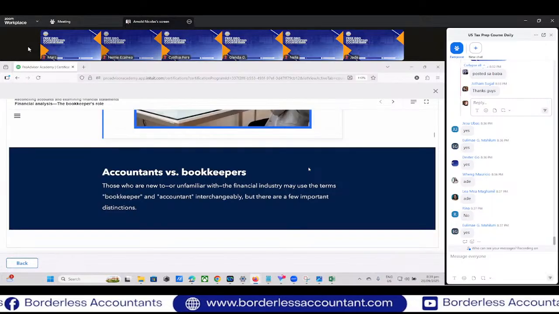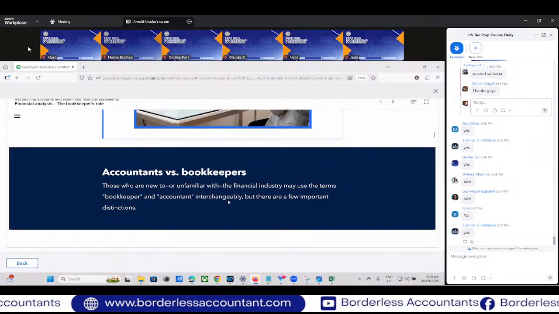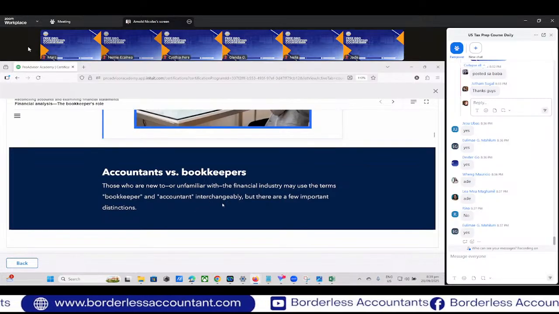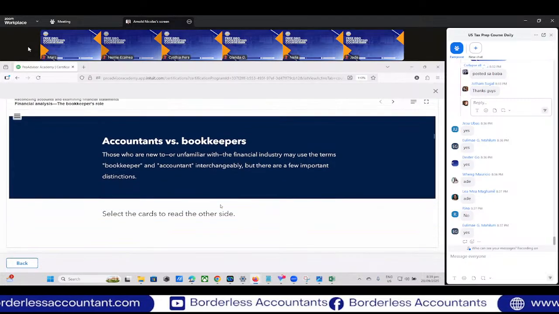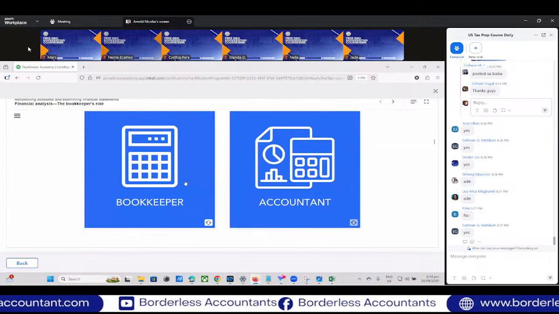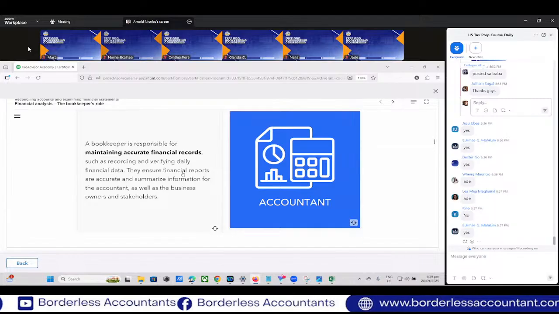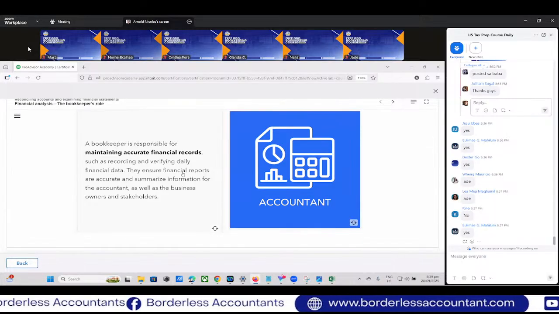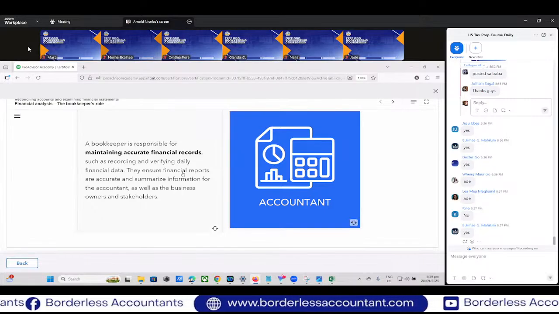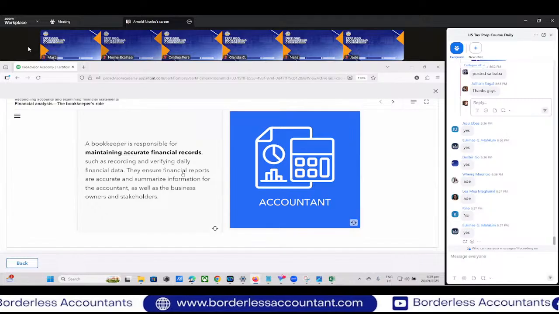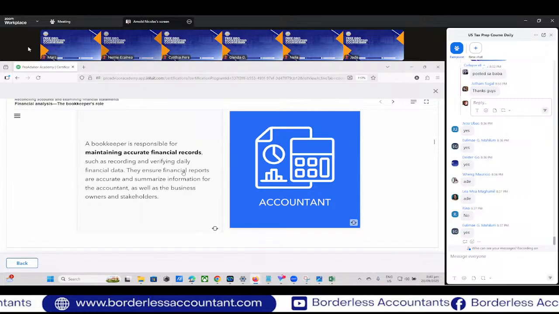Accountants versus bookkeepers. Those who are new to or unfamiliar with the financial industry may use the terms bookkeeper and accountant interchangeably, but there are a few important distinctions. Bookkeeper: a bookkeeper is responsible for maintaining accurate financial records, such as recording and verifying daily financial data. They ensure financial reports are accurate and summarize information for the accountant, as well as the business owners and stakeholders.